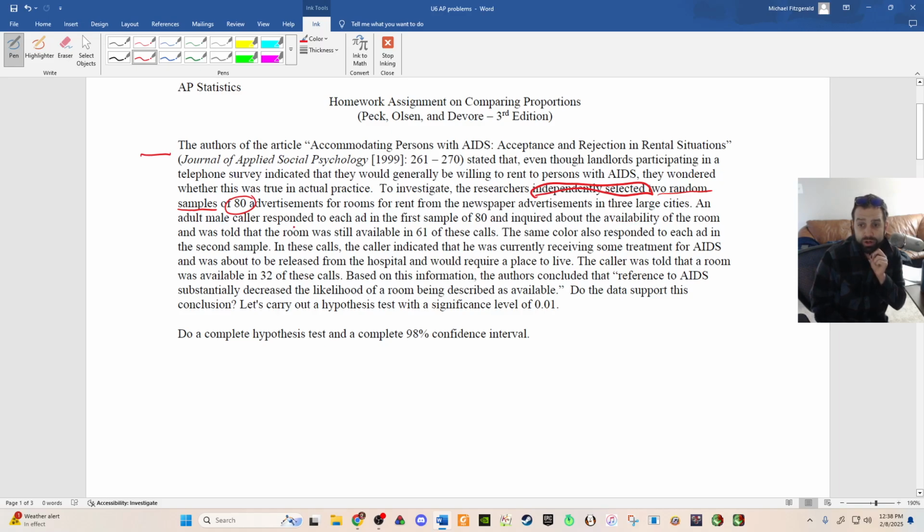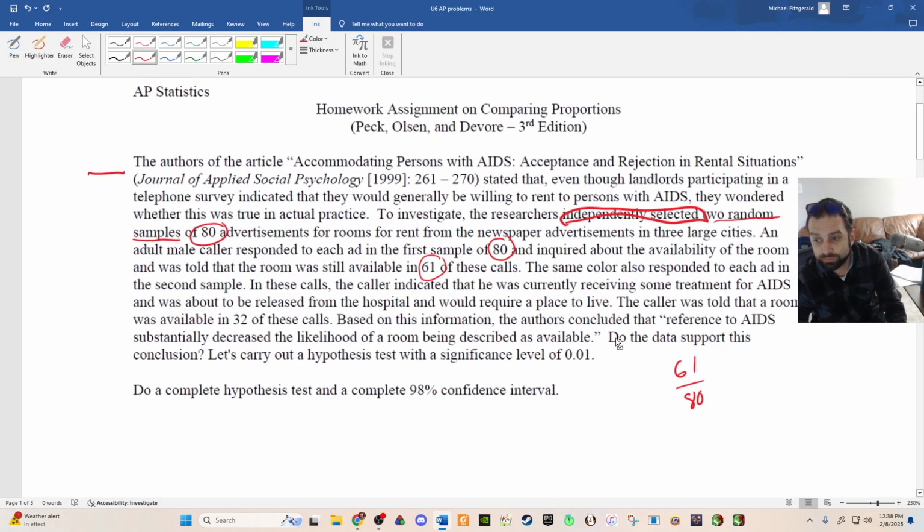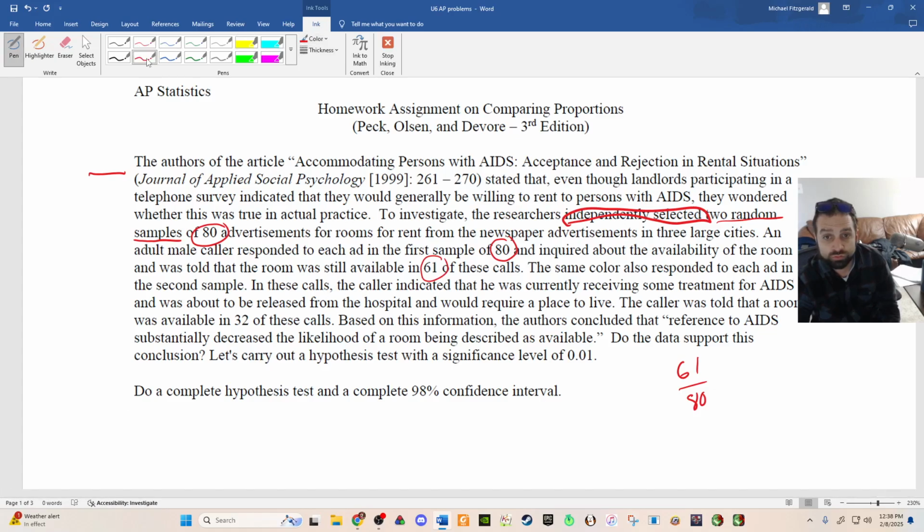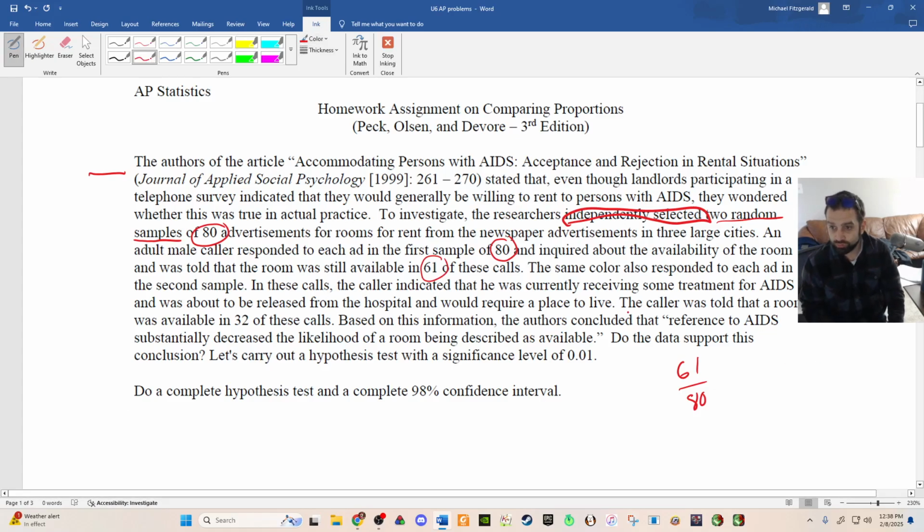An adult male caller responded to an ad in the first sample of 80 and inquired about the availability of a room, and was told that the room was available in 61 of these calls. All right, so I have one sample proportion of 61 over 80.